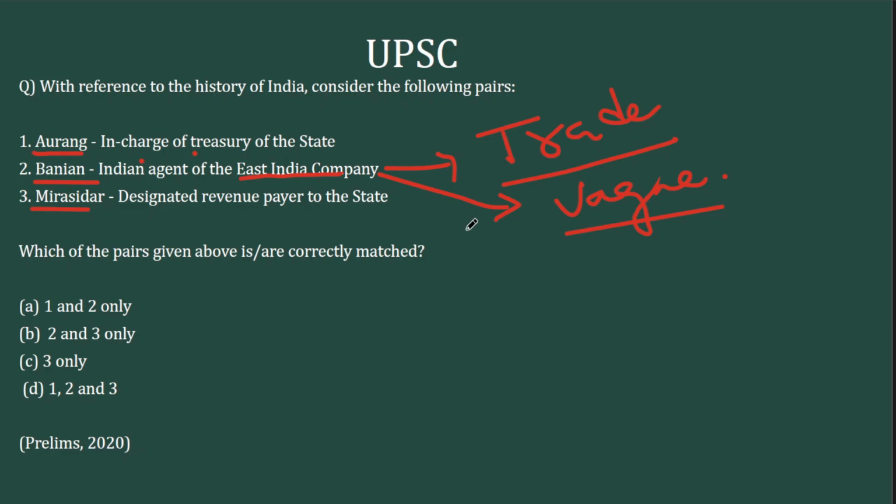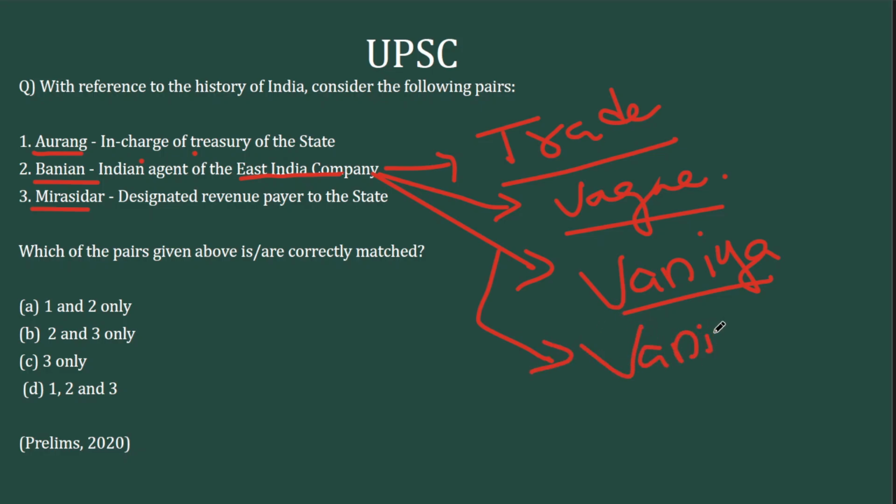In fact, the term Baniya comes from the Sanskrit word Vaniya. Vaniya means trader, and this is derived from the Sanskrit word Vanij. Vanij means trade, Vaniya means trader, and the modern day Baniya comes from these two terms. And Banian is the term that was used for Indian agents of the British East India Company. So this statement is correct here. If you know that, you can take this to be correct and eliminate this particular option. But still, every other option will remain.